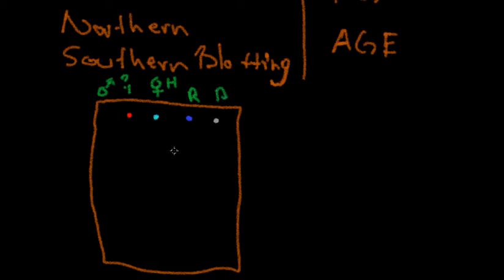Okay, so these are our knowns, and we're going to use this to compare the size of this to the size of the knowns. We run it out with electricity, so we just run a current, and we look and see how far the stuff travels.